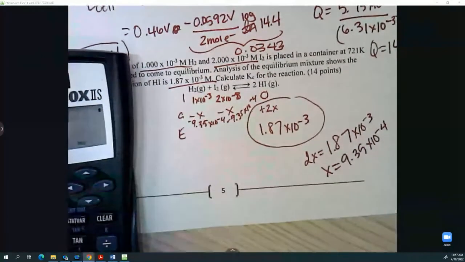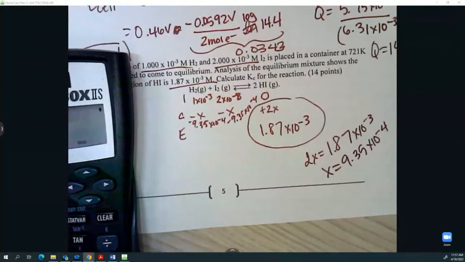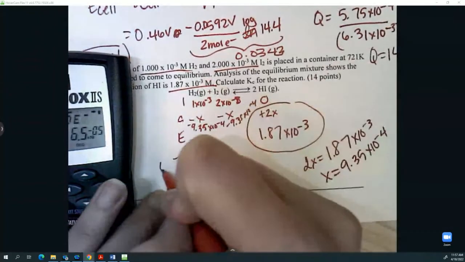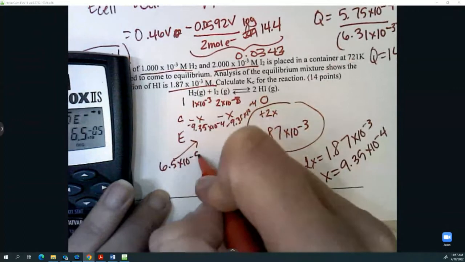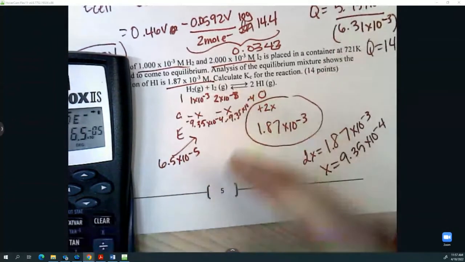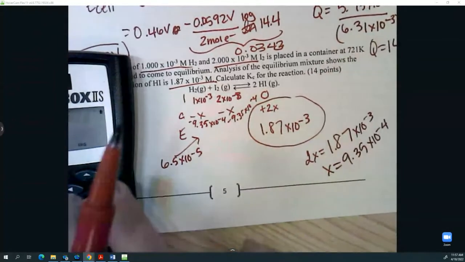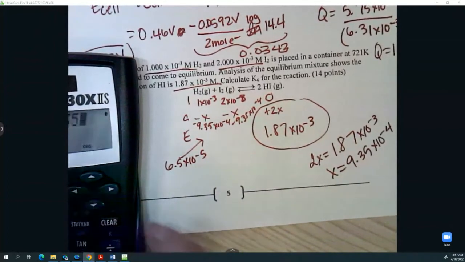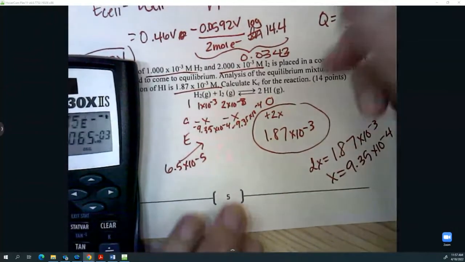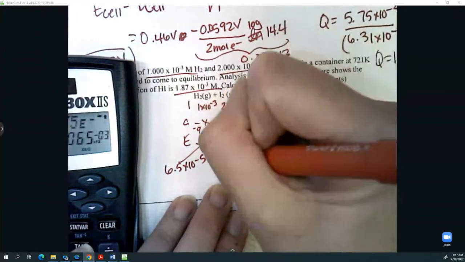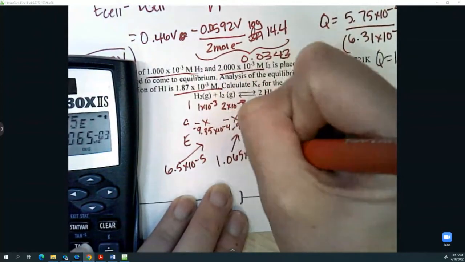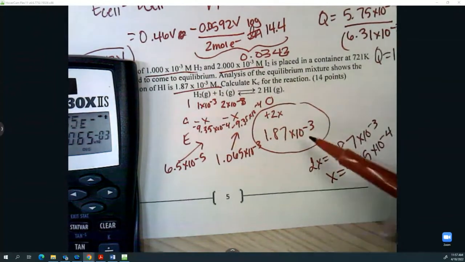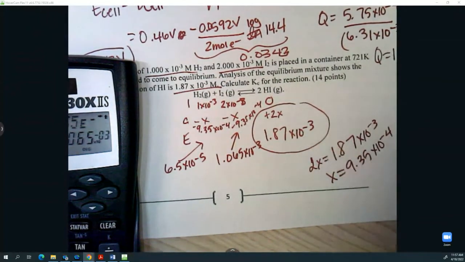So 1 times 10 to the minus 3 minus 9.35 times 10 to the minus 4. It's 6.5 times 10 to the minus 5. And then this one is 2 times 10 to the minus 3 minus 9.35 times 10 to the minus 4. 1.065 times 10 to the minus 3. And then this one already was my equilibrium amount that they gave me.